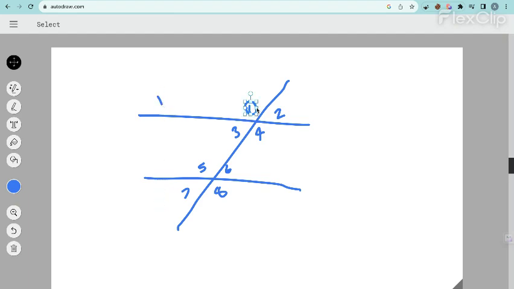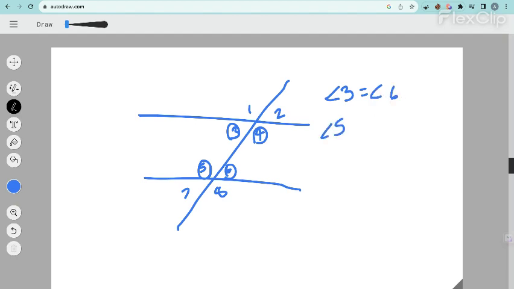The third type we're going to look at is alternate interior angles. Alternate interior angles, as their name suggests, are angles that are inside the two parallel lines and the line that goes through, and they're ones that alternate with each other. So they're on opposite sides. For example, 5 and 4 are alternate angles, while 3 and 6 are also alternate angles. Alternate interior angles are always equal as well. So 3 is equal to 6, 5 is equal to 4.